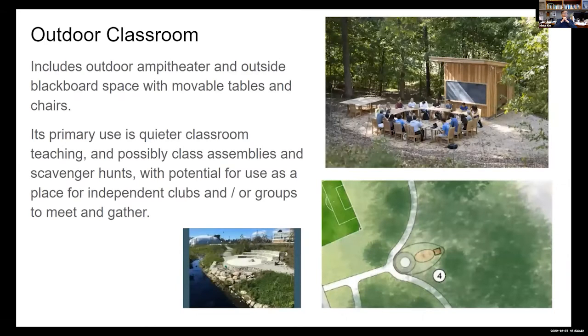And so directly east of the community market would be the outdoor classroom. This outdoor classroom would include an outdoor amphitheater, an outside blackboard space, and movable tables and chairs. And the reason I put this here is because it allows closer access to the creek. So when doing environmental education or science classes, you have access to the creek. Its primary use is quieter classroom teaching, and then also possibly smaller class assemblies and scavenger hunts, with potential for use as a place for independent clubs and or independent groups to meet and gather.